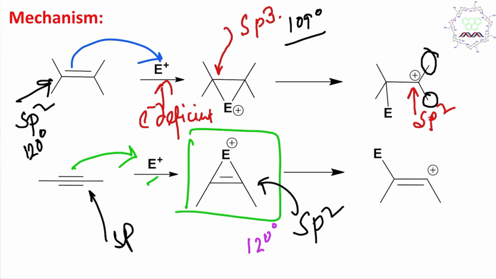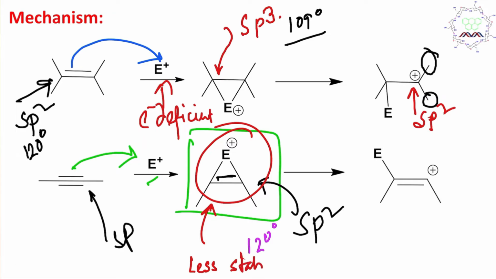Another thing, there is one double bond, so it's a 3-member ring with 1 double bond. It's a relatively more strained molecule, so you can say this intermediate is relatively less stable. And ultimately after this, what is produced?